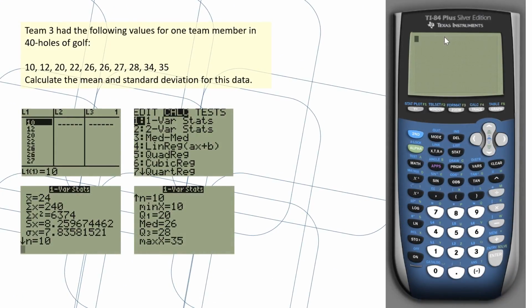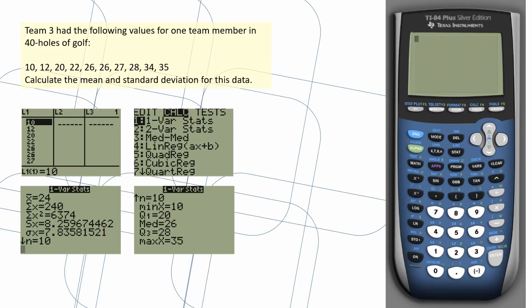So let's talk about how to calculate standard deviation. Team 3 had the following values for one of their team members in the 40 holes of golf. And you can see the values start at 10 and go up to 35. So we could calculate the range, right? The range of this data would be 35 minus 10.